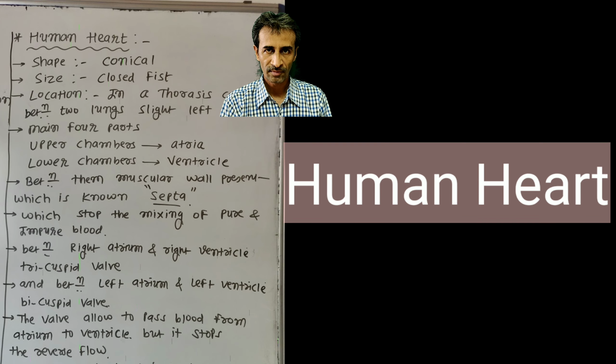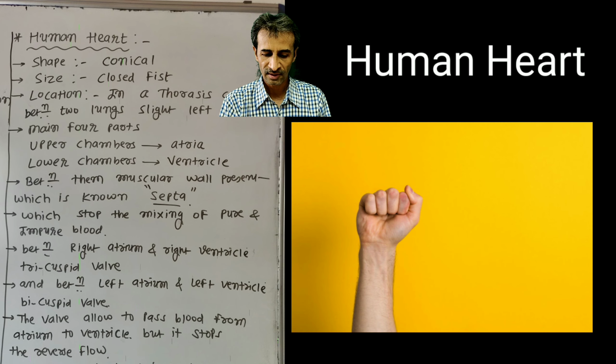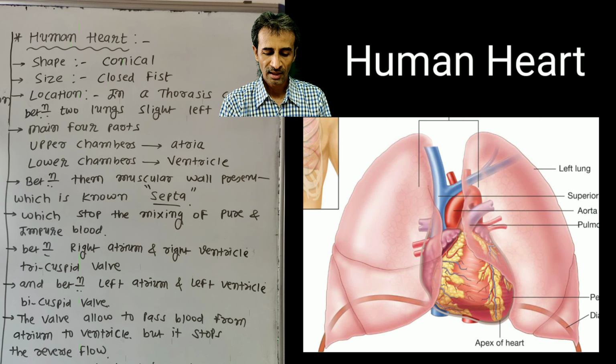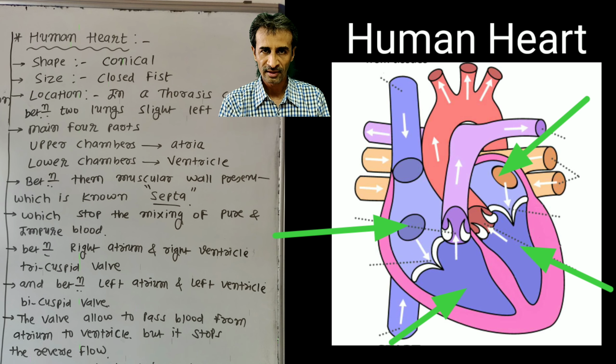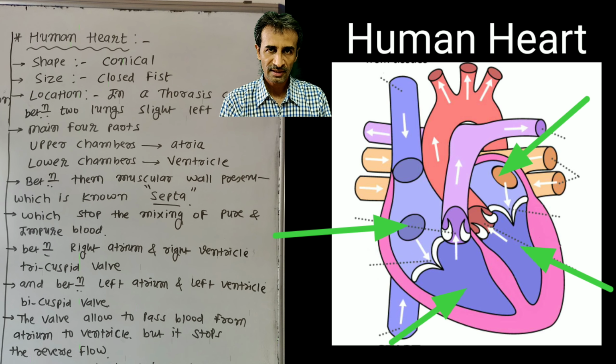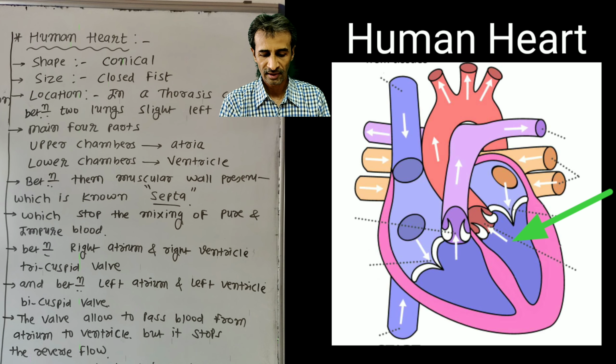Now the structure of the human heart. The shape is a conical shape. The size is just like a closed fist. The location: the heart is located in the thoracic cavity between the two lungs, slightly to the left-hand side. Now there are four main parts, or we can say four chambers. Upper chambers are known as the atria, the right atrium and the left atrium, and the lower chambers are known as the ventricles, the right ventricle and the left ventricle.